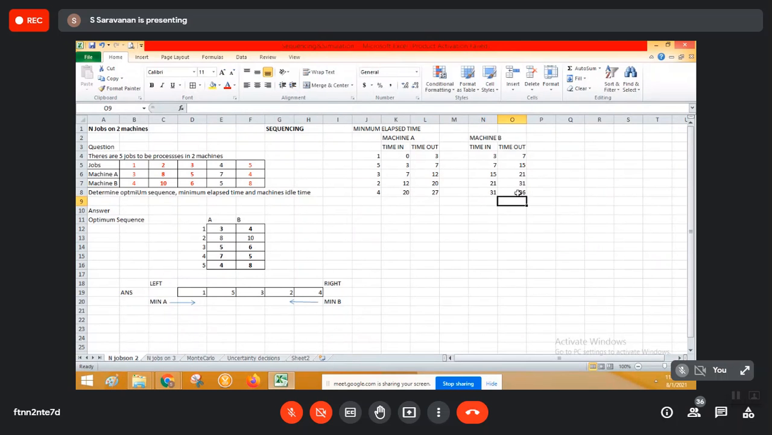Okay, right. So this is the answer. Minimum elapsed time is 36 minutes. So 36 is your answer. One more thing, there is one more question.